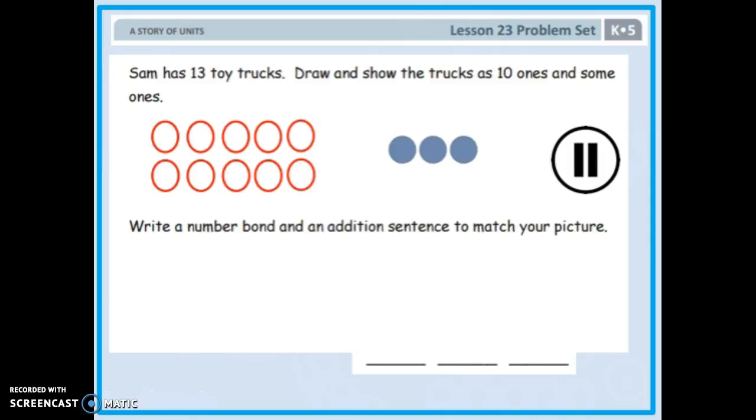Next, you're going to be drawing a number bond. Yours does not have to have squares like mine. You can draw one with circles. Think about how you're going to fill in your number bond. What number has to go on top? What's the whole number? What is all of these trucks? That's right, 13. So you're going to write that there. How did you make the 13? What are your two parts? Very good. Write your numbers down there.